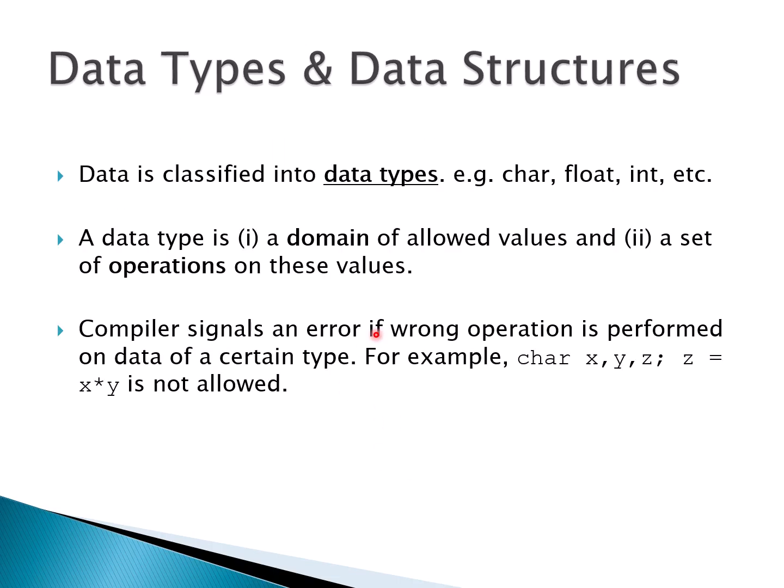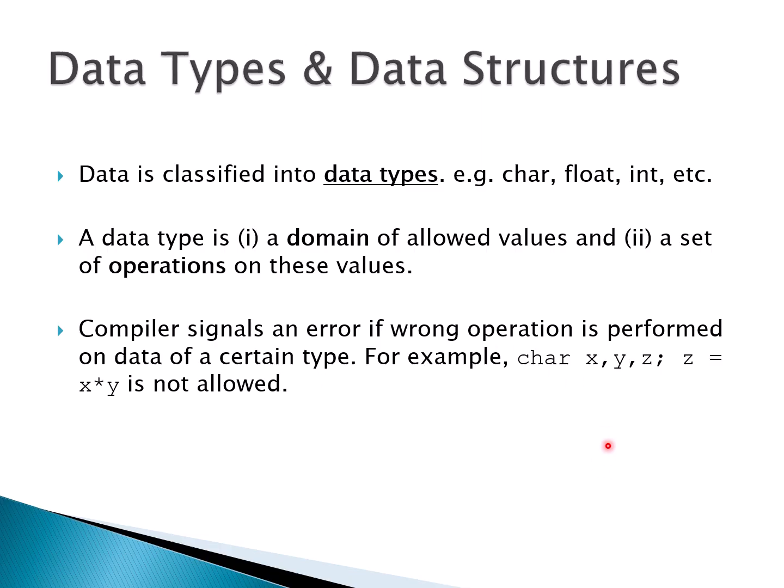Now the data is classified into character kind of data, float kind of data, integer kind of data, etc. A data type is a domain of allowed values and the set of operations on these values. The compiler signals an error if a wrong operation is performed on data of a certain type. A compilation error will be returned if there is any error.